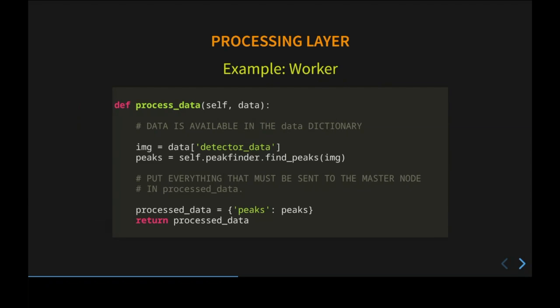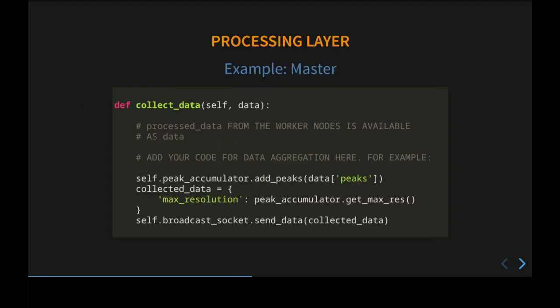You don't have to care how it is transferred because the parallelization layer takes care that this is sent to the master node. Where this function, just again an example, the data that you return from the previous function in the worker appears here in the collect data function on the master. And then you can also do whatever you want. For example, you can add it to a peak accumulator and compute the maximum resolution that you have, which is information that needs to be computed over all the data collected until now, and then you can send it to a graphical interface.